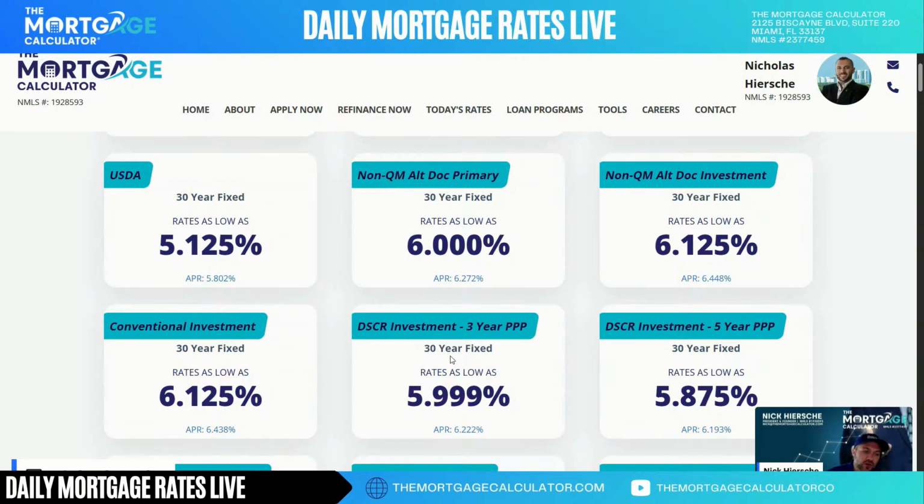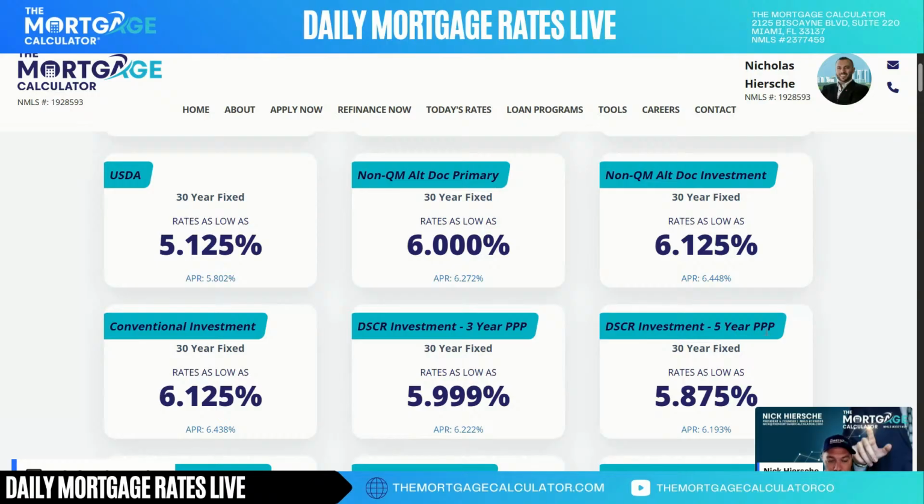And our favorite programs here, or at least my personal favorite, are DSCR, no income or employment needed, just need the estimated rents from the property to determine the DSCR ratio, which stands for debt service coverage ratio. If the estimated rents can cover the expenses, that means the ratio is 1.00 or higher, which is what we use for this example here, aka the property cash flows. And this example has a 3-year prepayment penalty, which is standard for these programs. 5.999 rate today. Final APR 6.222. Beating conventional, beating alt doc, absolutely amazing.